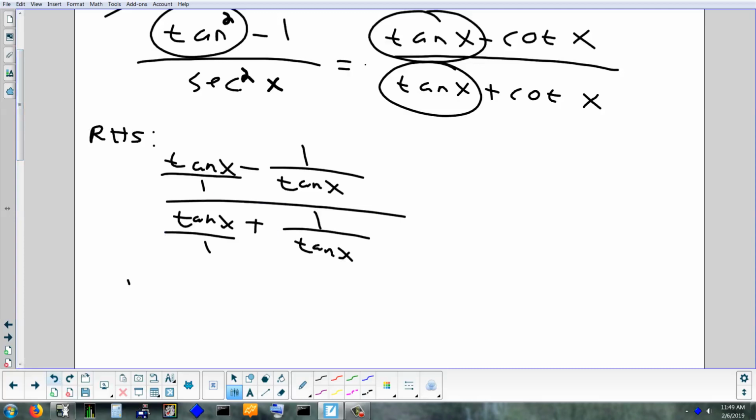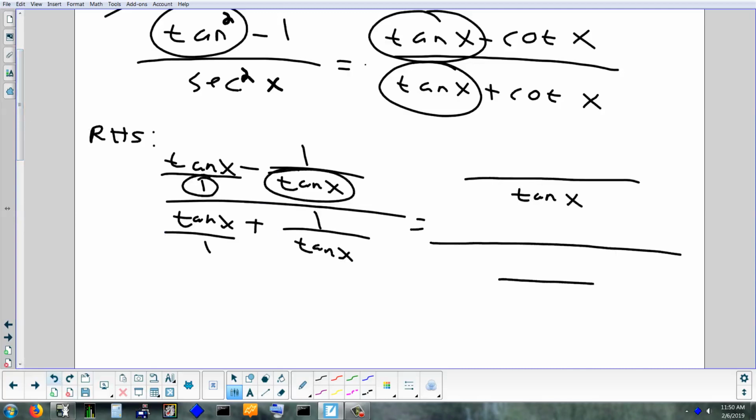So let's look at the top. What's the common denominator of the two denominators that's in the top? It's going to be tangent. So we're going to write the top with a denominator of tangent. What's going to be the common denominator of what's in the bottom? It's also tangent. It's the same. The top and bottom are the same, except one's plus, one's minus. That's the only difference.